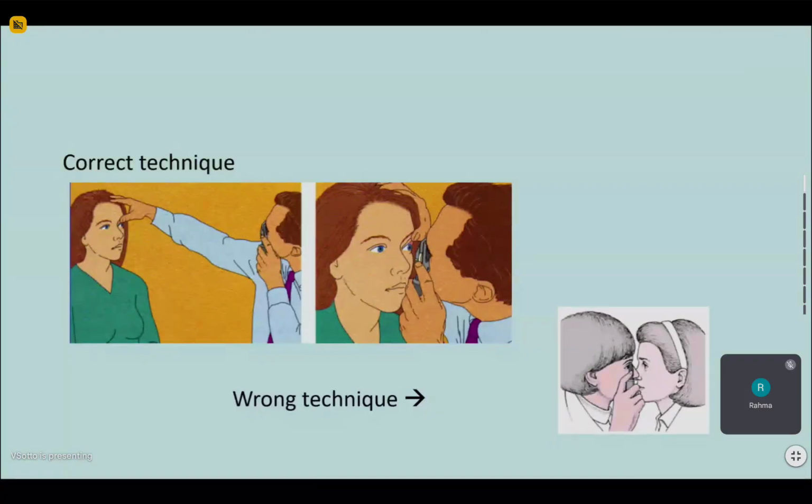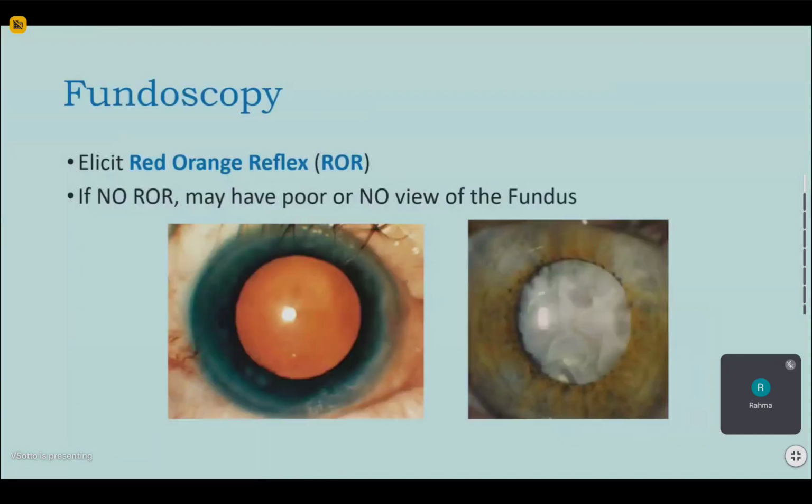If the patient has COVID, we avoid performing this one. Or if the patient has cough, you can get the cough. So use your right, then you examine the patient's right eye using your right hand. Always remember that.